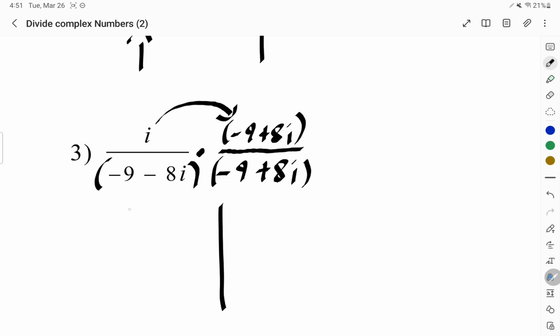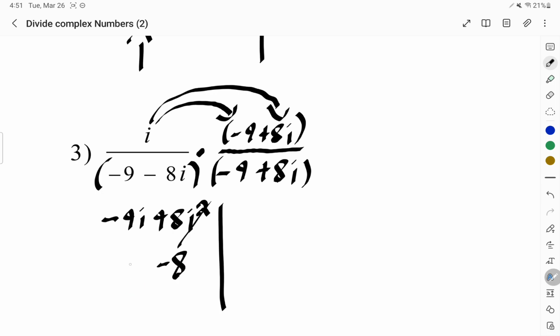It's going to be i times negative 9. So that's negative 9i. i times 8 is going to be positive 8i squared. Now we scratch that one, and that becomes negative 8 and negative 9i. So it's negative 8 minus 9i. That's whatever's going to go on the top.